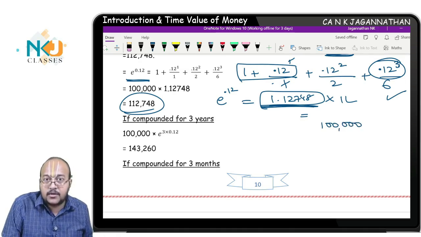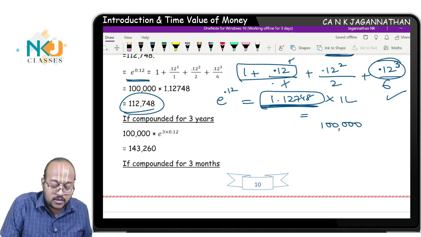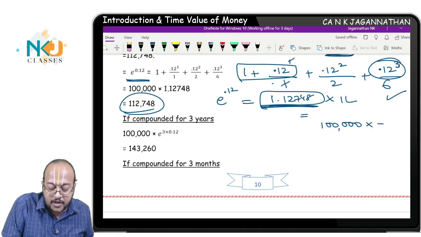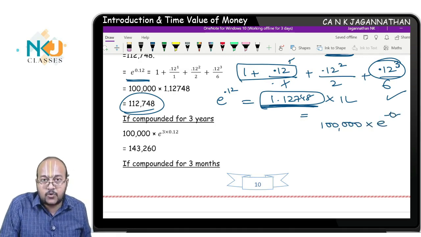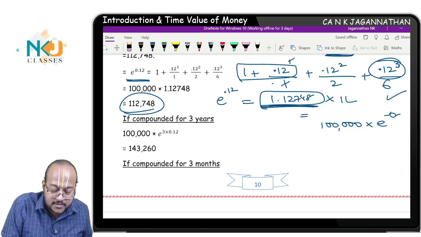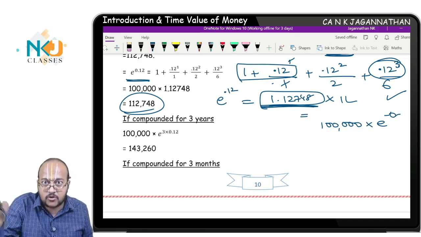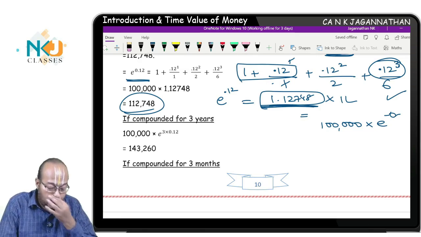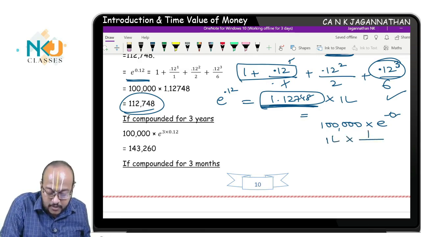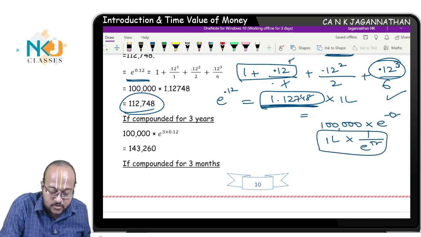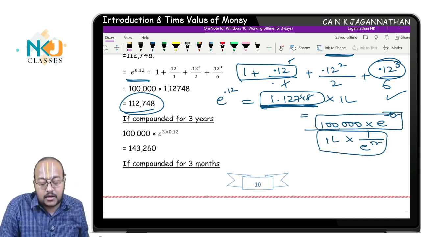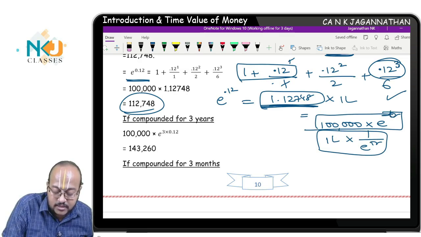This is compounding. Discounting, how to discount? See, present value into e to the power minus TR. E to the power minus TR is as good as 1 by e to the power TR. Understanding? So 1 lakh into 1 by e to the power TR is as good as 1 lakh into e to the power minus TR. Both are same.